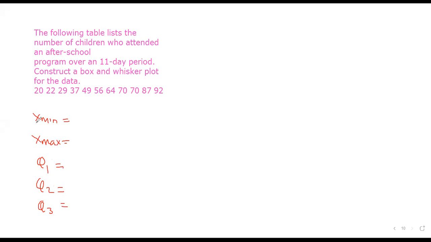So what does our X min stand for? X max, X min. So X min stands for the minimum value, which is what? 20. X max, the maximum value, which is what? 92. And Q1 is a quarter of what? N plus 1. So the N is 11, so N plus 1 is what? 12. Quarter of 12 is the third number. So what is the third number? 1, 2, 3. 29.